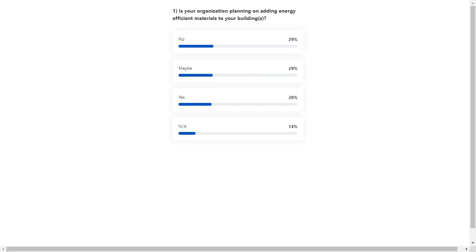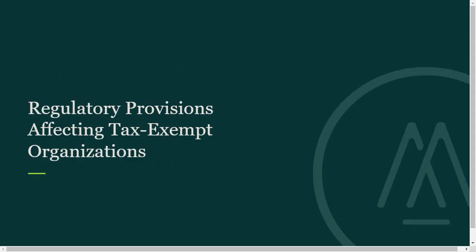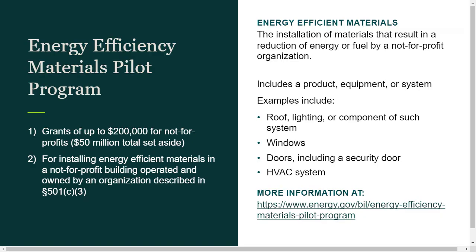Great, thanks so much, Lauren. First, we're going to cover a couple of regulatory provisions that affect tax-exempt organizations. The first of which is the Energy Efficiency Materials Pilot Program, which is part of the Infrastructure Investment and Jobs Act that was passed in November of 2021.